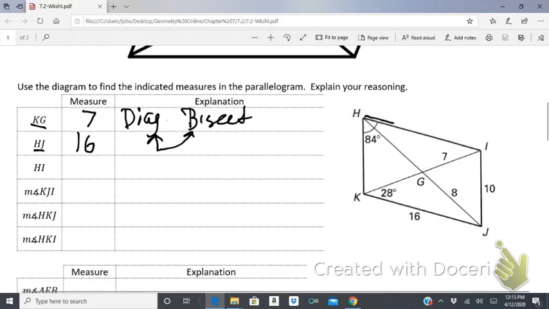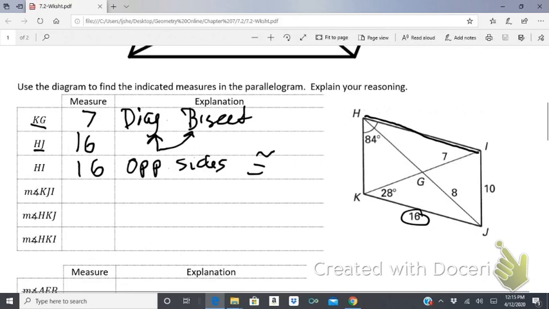So let's look at HI. HI is this top line right here, and HI is the same as the bottom, which is 16. So since the top is 16 and the bottom is 16, that's because opposite sides are congruent to each other. Not parallel, congruent. So opposite sides are congruent.